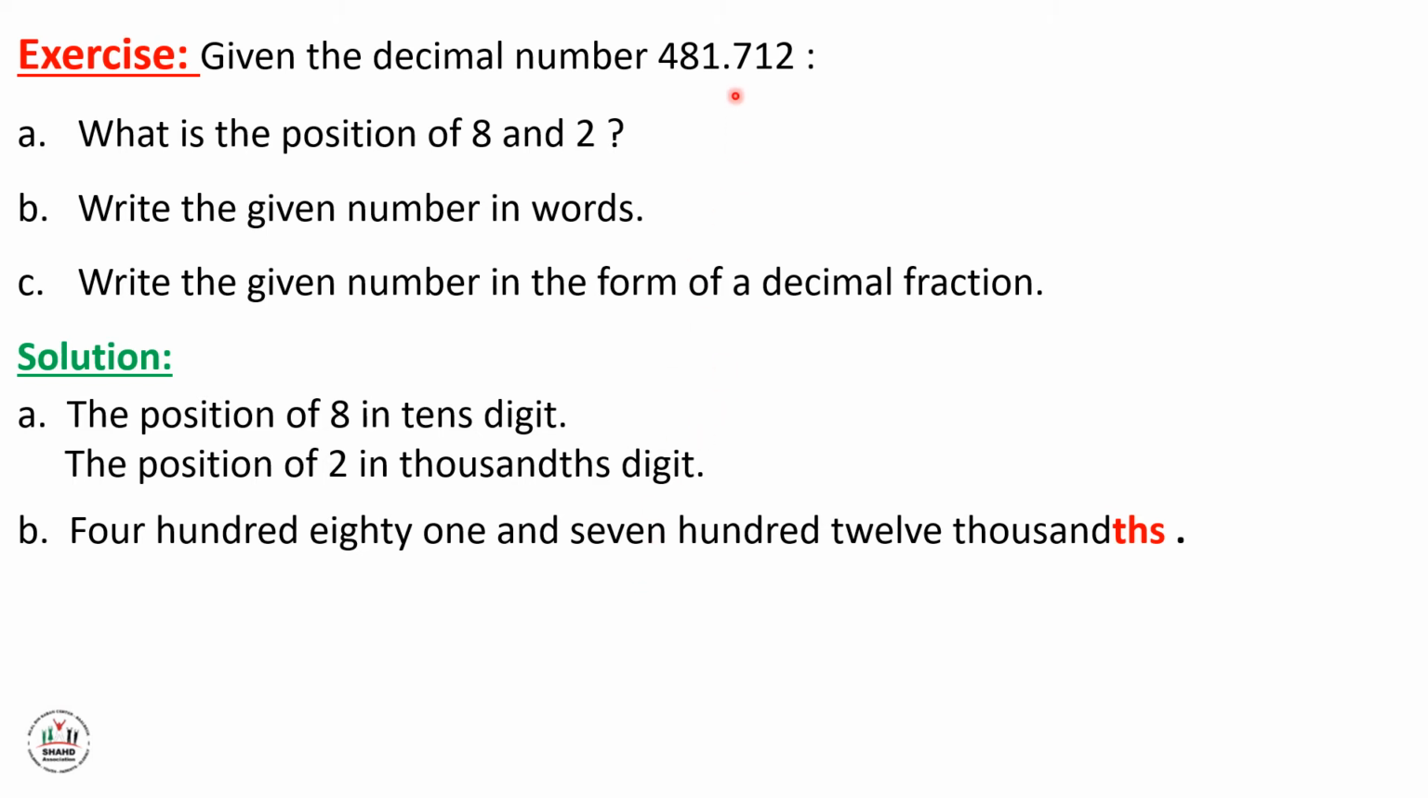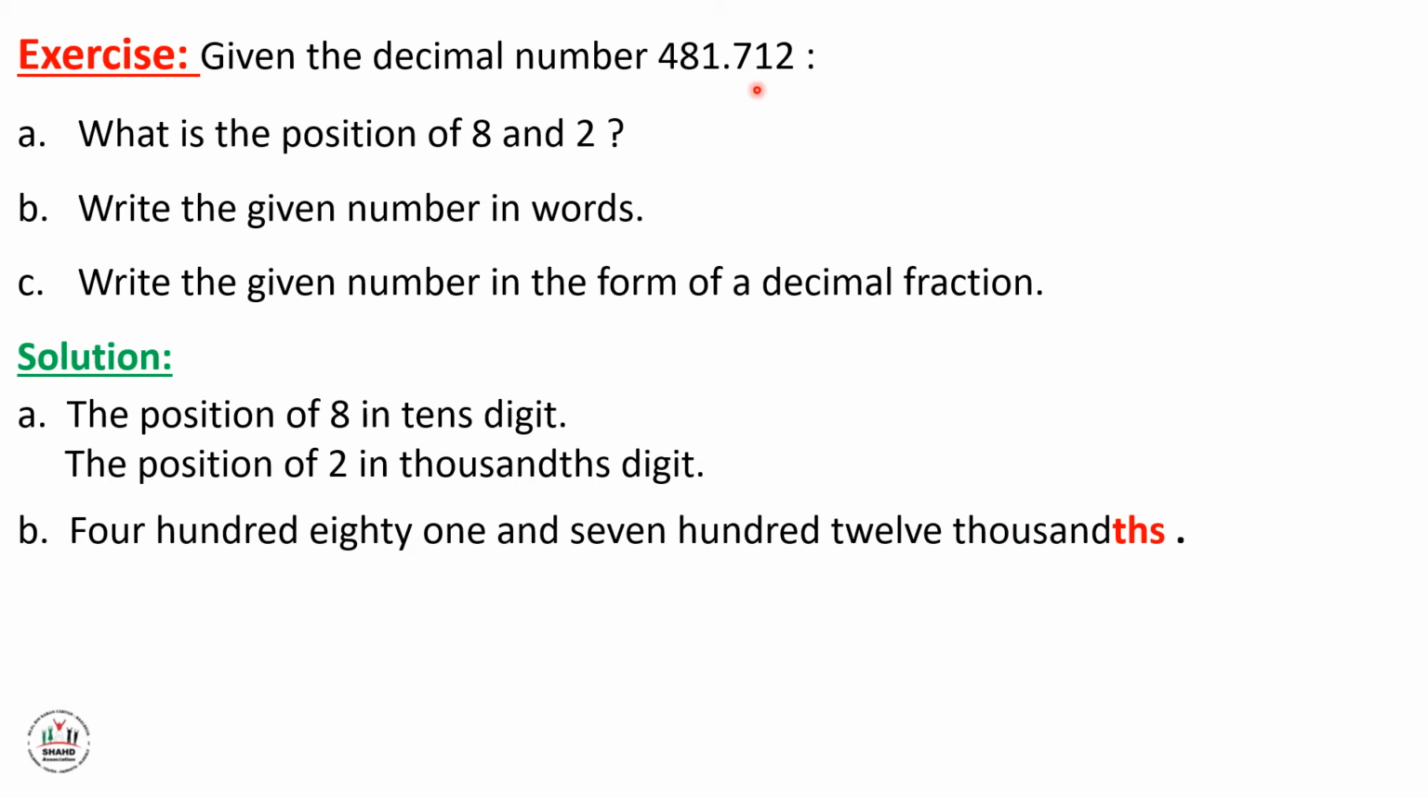Here we have 7. We write the first number that comes after the decimal point. So 700. Why 100? Because it has 20 after number 7. So 7, it has 20. We write 700 without th here, without ths. So 712 thousandths. 12 thousandths.